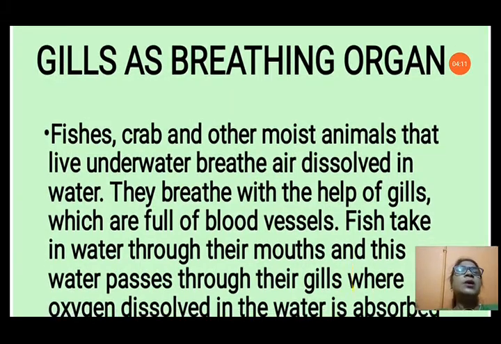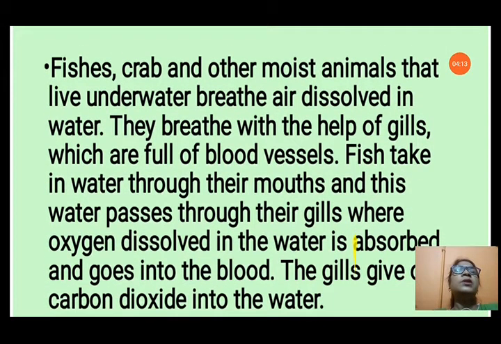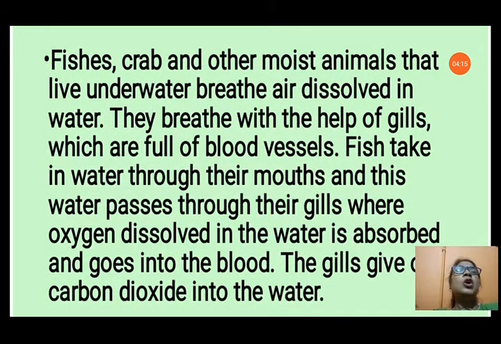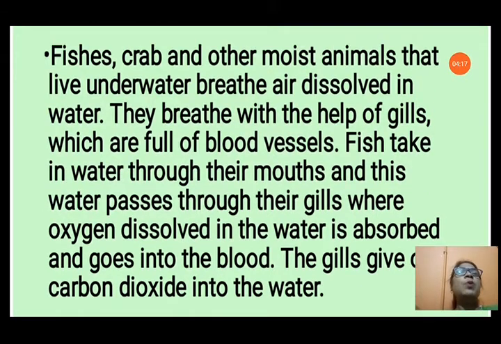Fishes, crabs and other moist animals that live underwater breathe air dissolved in water. They breathe with the help of gills, which are full of blood vessels. Fish take in water through their mouth and this water passes through their gills, where oxygen dissolved in the water is absorbed and goes into the blood. The gills give out carbon dioxide into the water only.